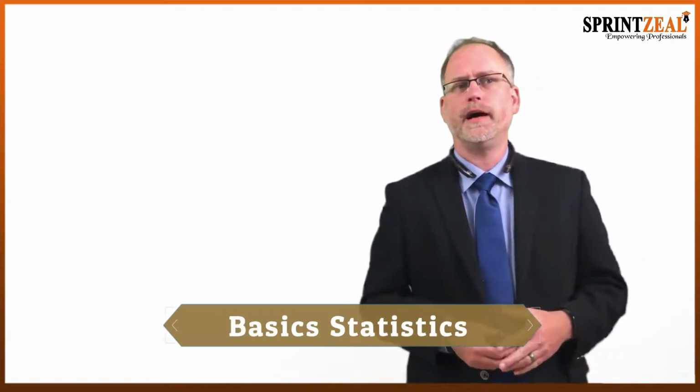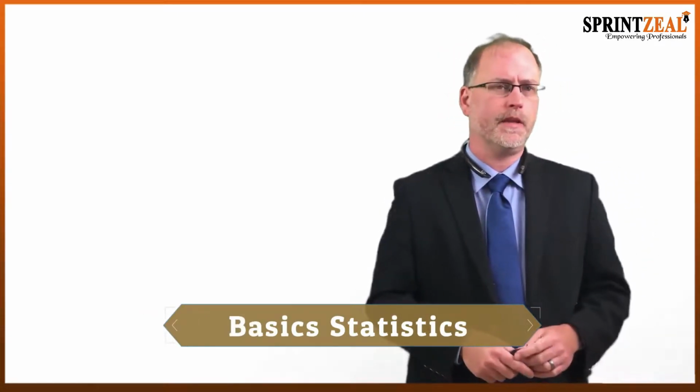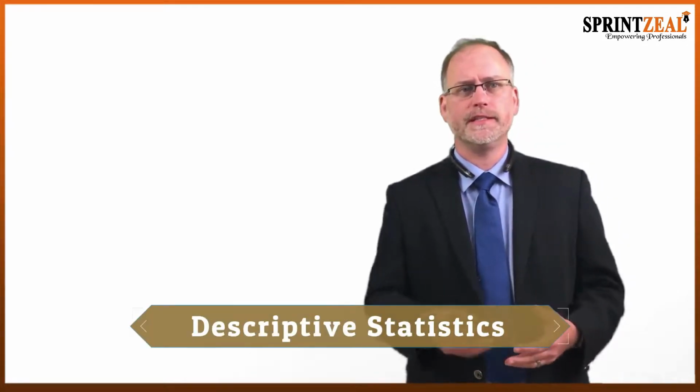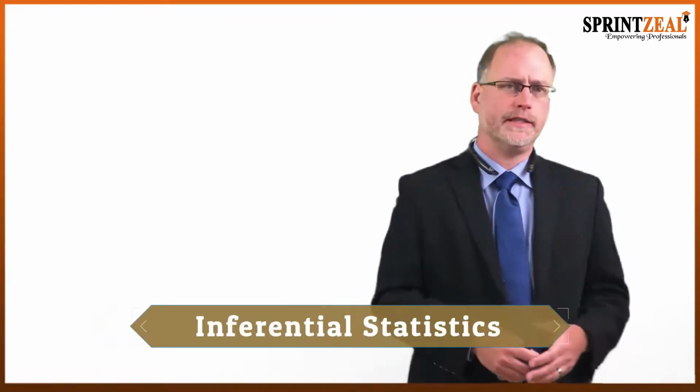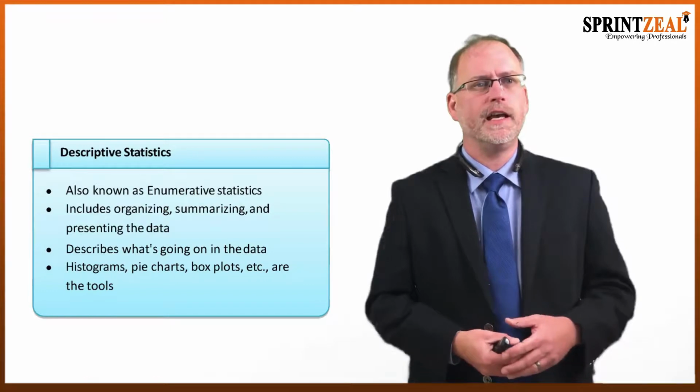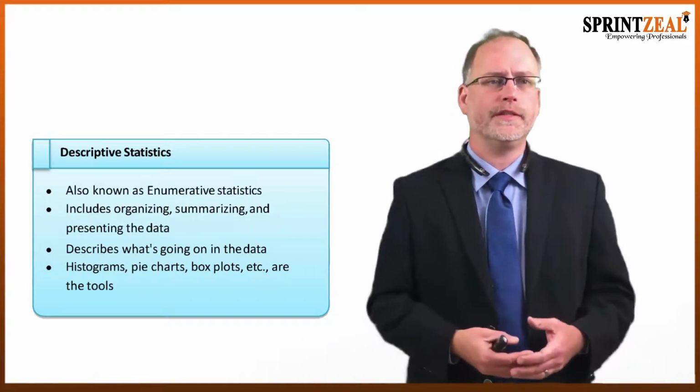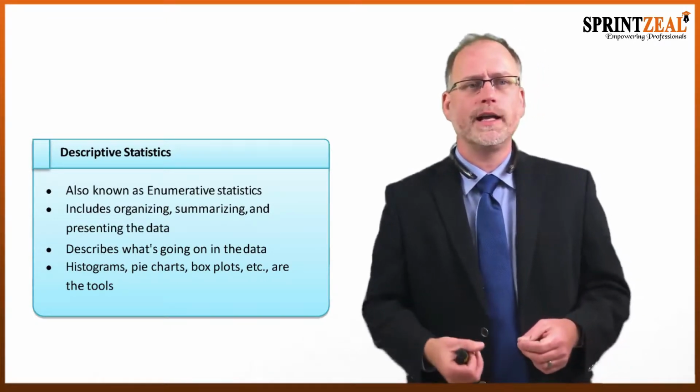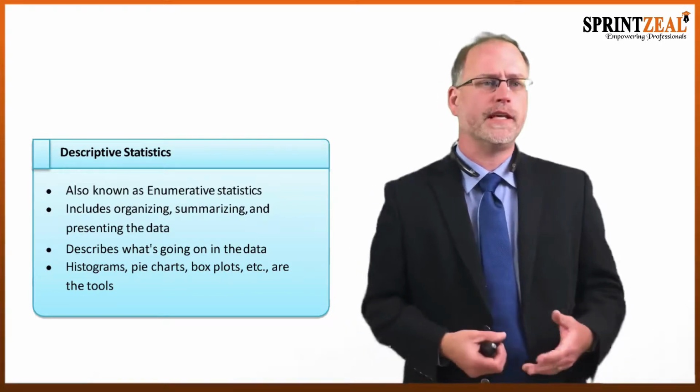So let's talk about basic statistics. Statistics refers to the science of collection, analysis, interpretation, and presentation of data. There are two major types of statistics: descriptive statistics and inferential statistics. Now, descriptive statistics is also known as enumerative statistics. This includes organizing, summarizing, and the presentation of your data.